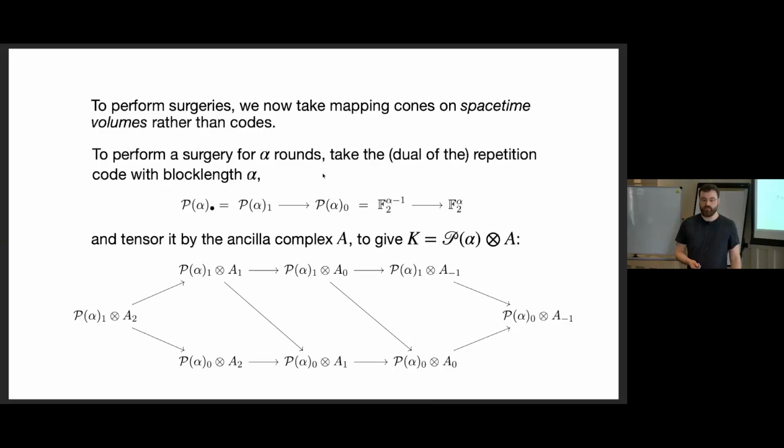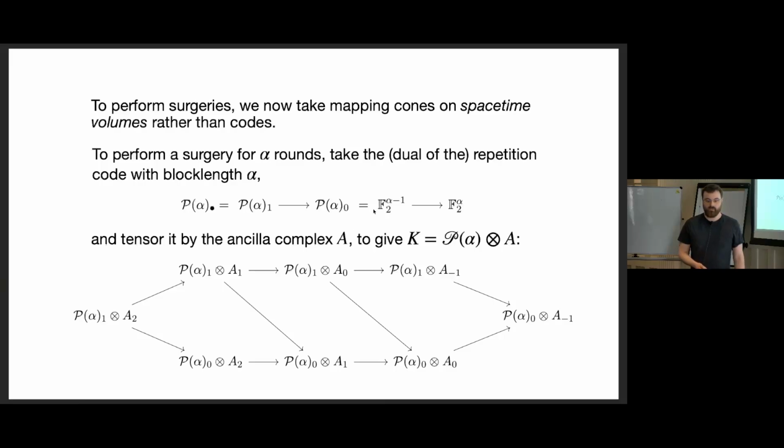So first of all, what I'm going to do is take whatever ancilla complex I had, and tensor it with another repetition code. It's repetition code's all the way down, I'm afraid. Technically this is the dual of a repetition code, but that's just to do with whether you're doing a Z-basis measurement or an X-basis measurement. And so what this is basically saying is that if my alpha parameter is determining the block length of my repetition code, this is saying how many rounds I'm measuring my surgery protocol for. So this could be D, it could be less than D.